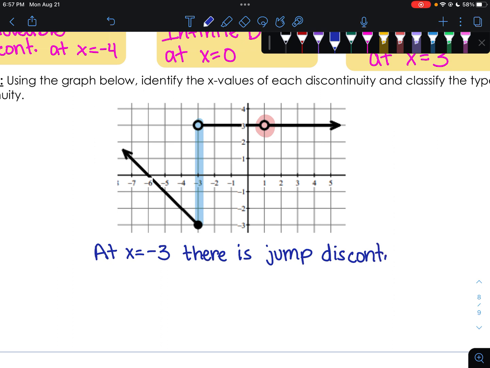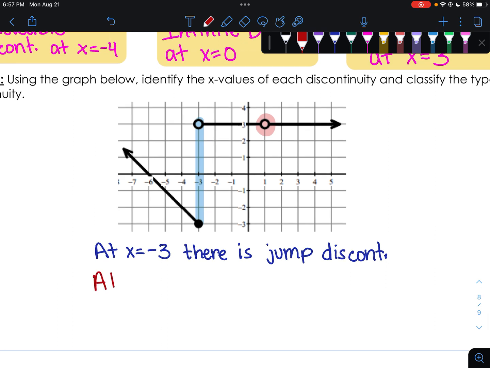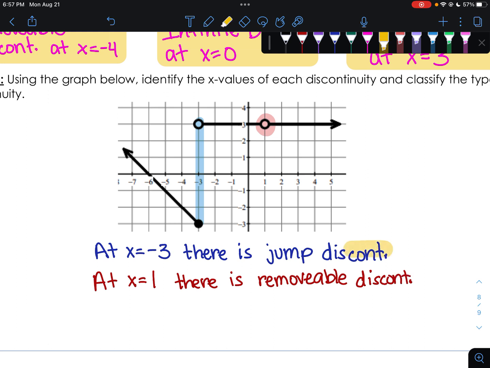Again, abbreviating. And then at x equals 1, it looks like we removed a piece. So there is going to be removable discontinuity. And that is the only type of discontinuity that occurs on this graph.